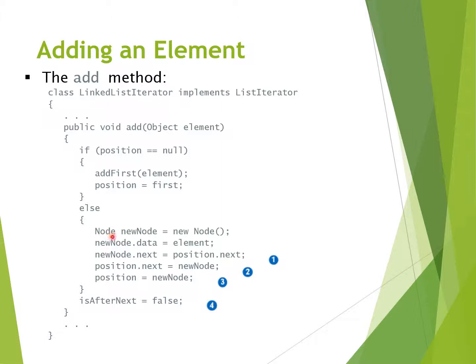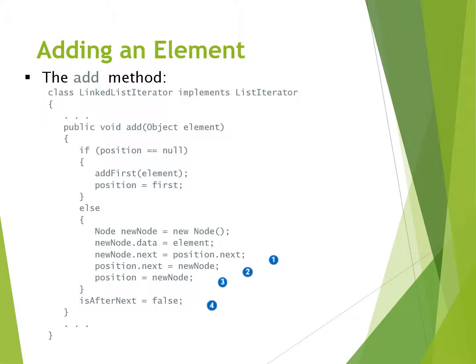then it means that we need to take care of adding the element in a different way than the addFirst method. So first of all, we need to create a new node that stores the element. The element is the explicit parameter of the add method. So newNode.data is equal to element.